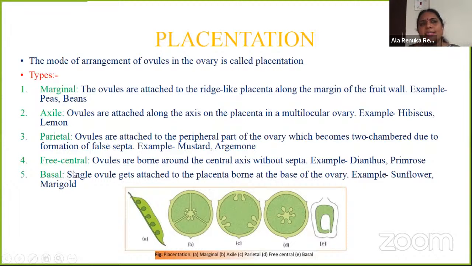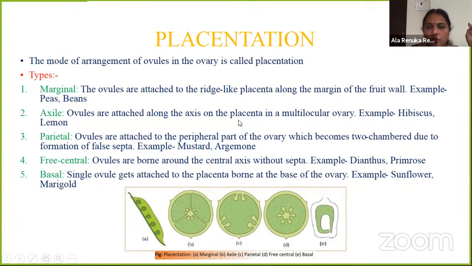And basal: a single ovule getting attached to the placenta at the base of the ovary. One single ovule is attached at the base of the ovary. Example, marigold. Very simple.